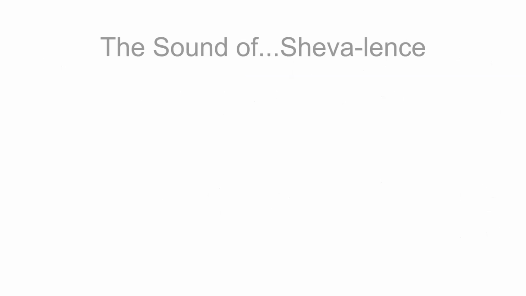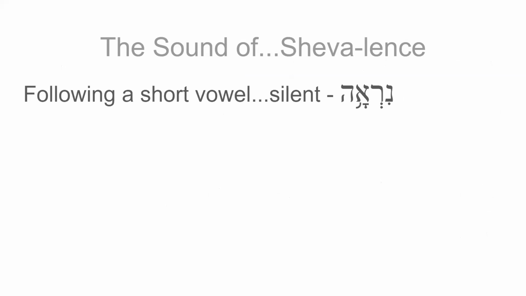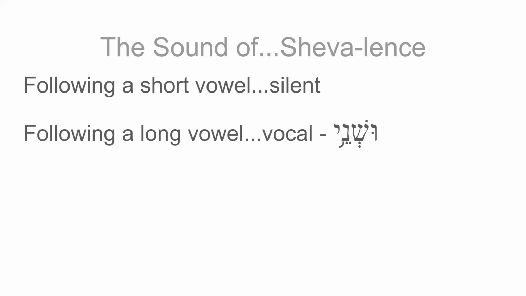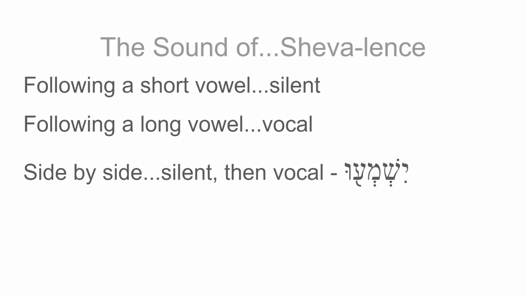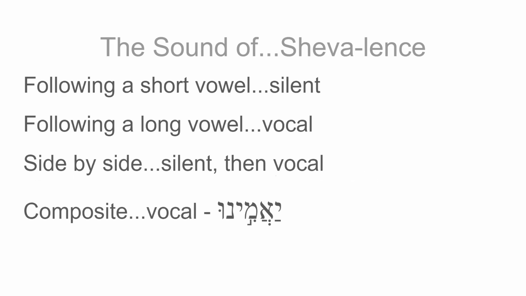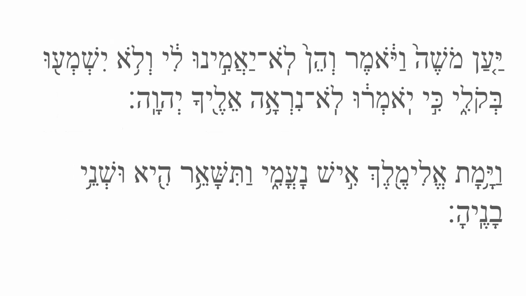Another way to look at all this is that the sound of the shva helps to tell us what it is. So when a shva follows a short vowel, it is silent. It closes the syllable. Near ah, near ah. When a shva follows a long vowel, it's vocal. In other words, it opens the syllable. U shne, u shne. When two shvas are side by side, the first is silent and the second is vocal. Yish mu, yish mu. And when a shva is composite, it is vocal. Yaminu, yaminu.